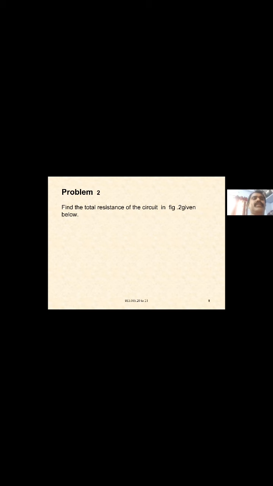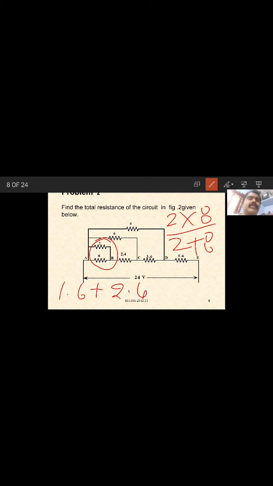So find the total resistance of the circuit shown in the figure given below. Again, this is a combined circuit. So we have to find the effective resistance connected here. Here 2 ohms and 8 ohms are connected in parallel. For this parallel combination, we have 2 into 8 divided by 2 plus 8, which is 1.6. So 1.6 and 2.4 are connected in series.